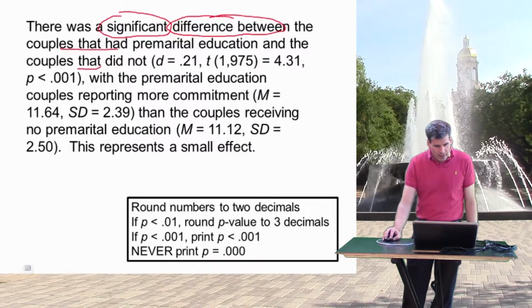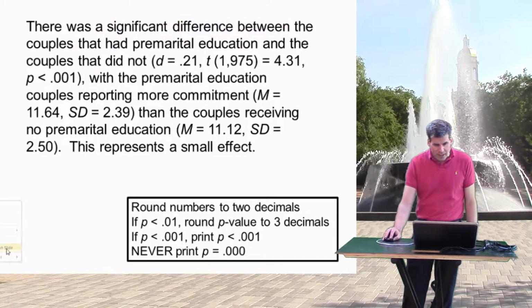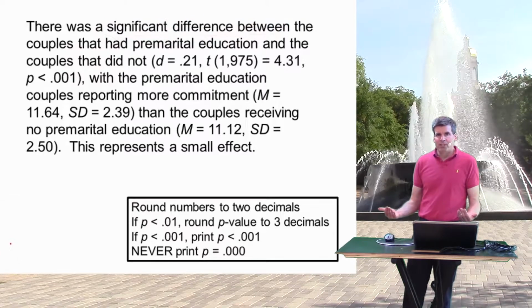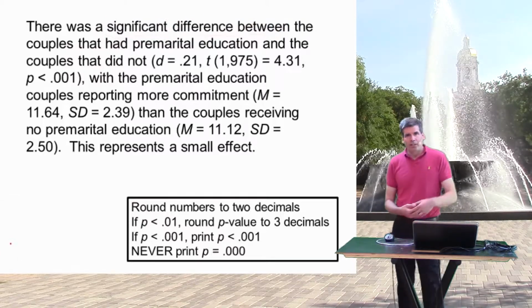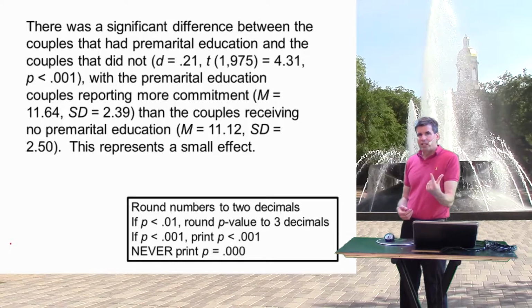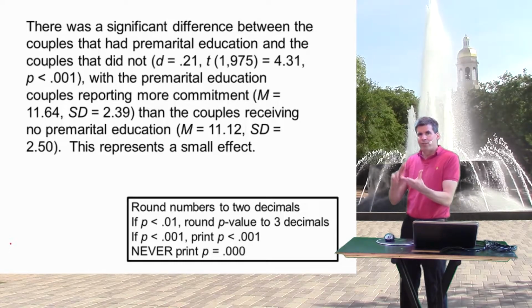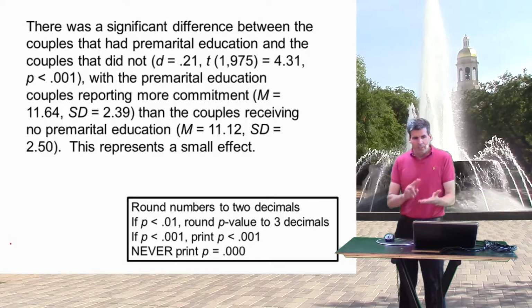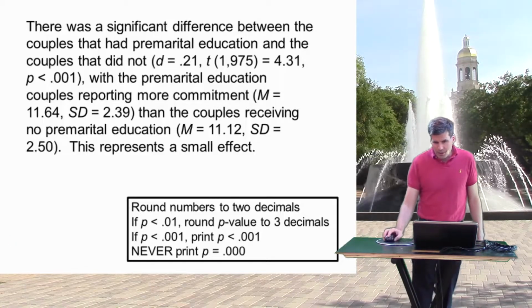The next thing I'm going to do in parentheses is give those five pieces of information that we just talked about. The name of my effect size value, the name of the inferential value, and the p-value. And I'm going to put all that in parentheses here.